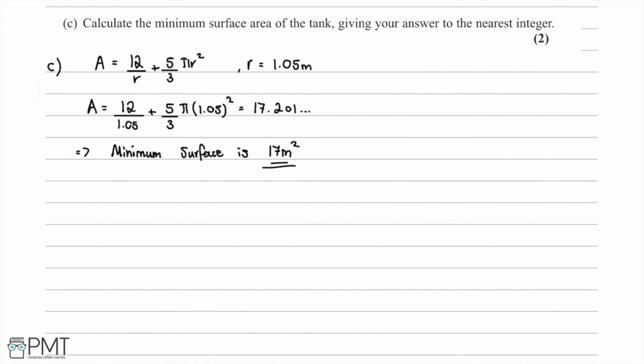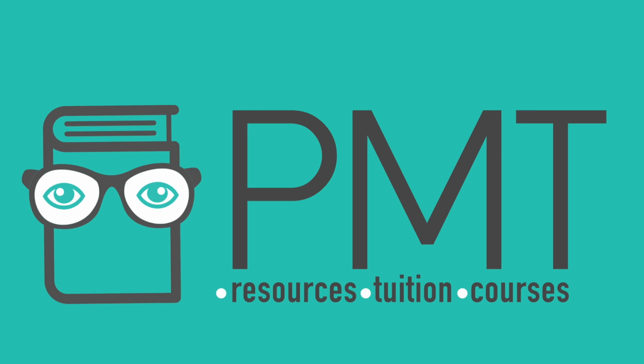There were 2 marks on offer here. We received our first mark for knowing to substitute in a value of 1.05 into our expression for the surface area, and then we receive our second mark for concluding that the minimum surface area is 17 meters squared.